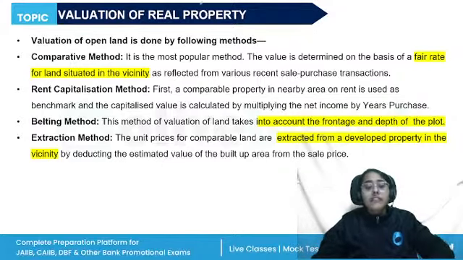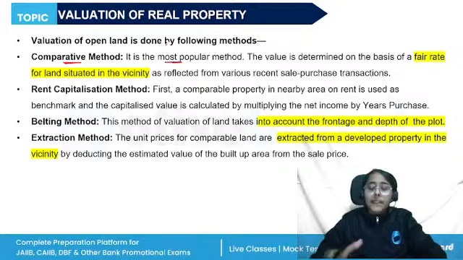We have the comparative method, which is the most popular one. Here, the value is determined on the basis of the fair rate for land situated in the vicinity. We are comparing the land which was very recently sold off, where very recent sale and purchase transactions are there. We can compare it. So the valuer has to draw on their own experience, as the land rates are as per the deeds. All right. Then we have the rent capitalization method.